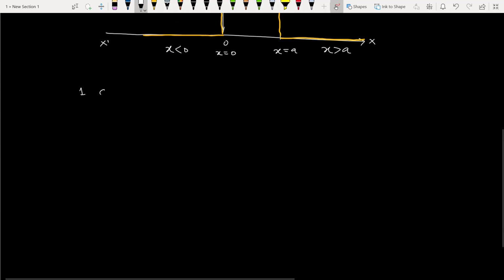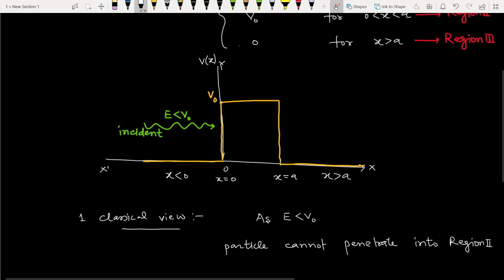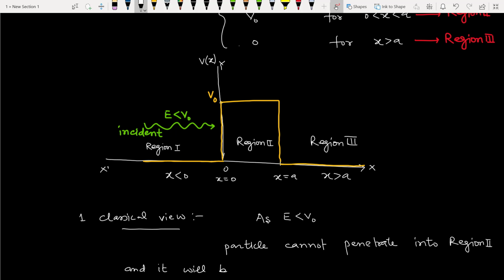First is the classical view: how classical mechanics deals with this kind of problem. As the energy of the particle is less than the step height, the particle cannot penetrate the barrier into region 2. As the energy of the particle is less than the step height, the particle cannot penetrate into region 2. No possibility is there classically. And it will be reflected back at x is equal to 0.